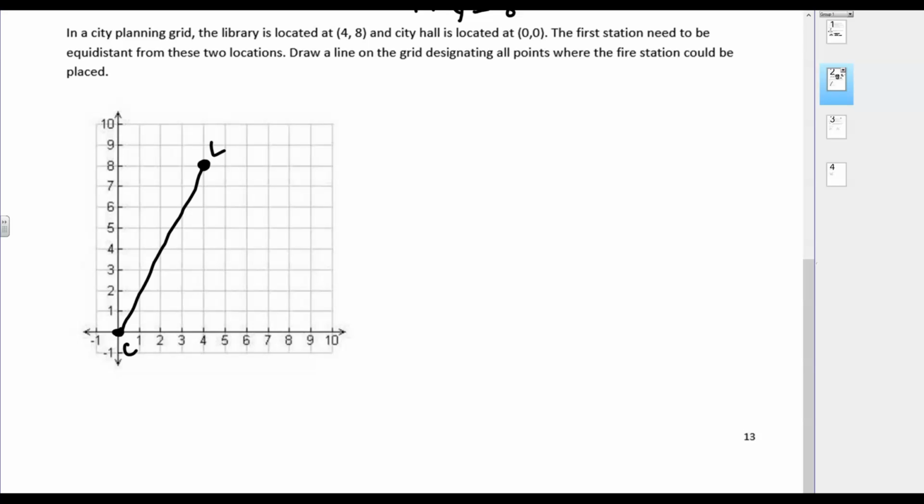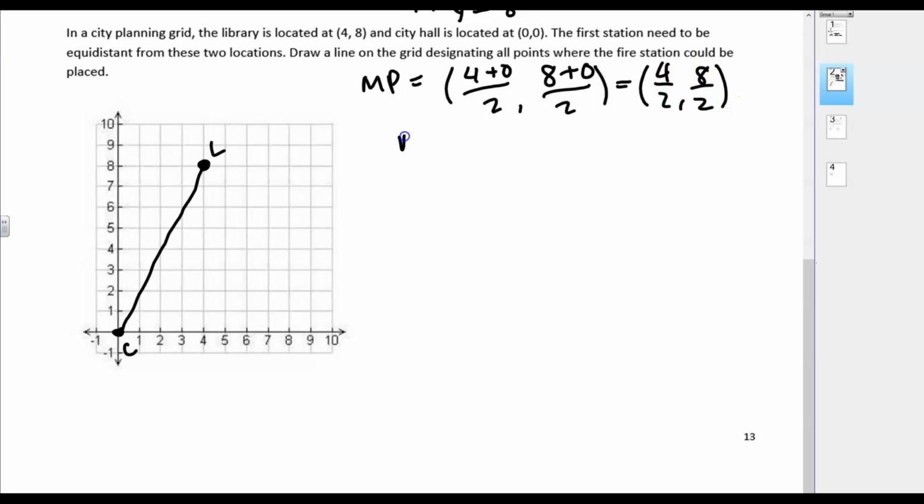So my first step in finding the perpendicular bisector is really just to find the midpoint of that segment. My midpoint is always the average of the x's, 4 plus 0 over 2, and my average of my y's, 8 plus 0 over 2. We've done this a lot at this point, guys. Or 4 over 2, 8 over 2, which means that the midpoint is really at (2, 4). And so when I look at (2, 4), oh, look, guys, that's on the segment.